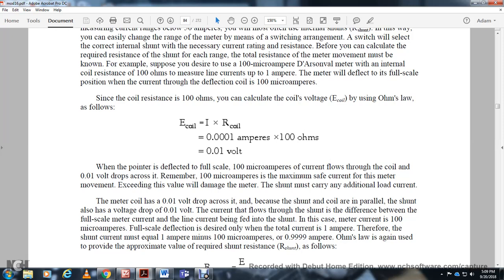With the 100 millivolts drop across the coil, remember that 100 microamps is what makes it safe for the meter movement. Excess current would damage the meter, so the shunt carries the additional load current, with the same 100 millivolt drop across the coil and the shunt in parallel.